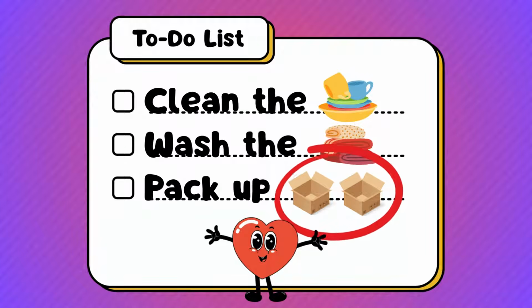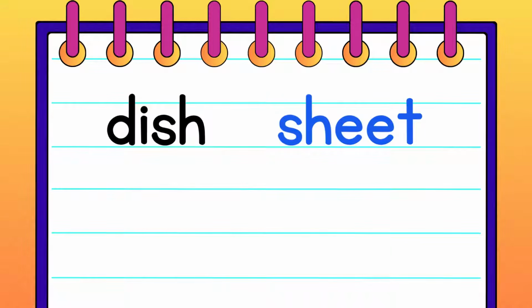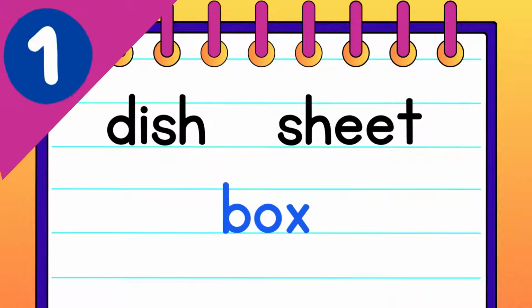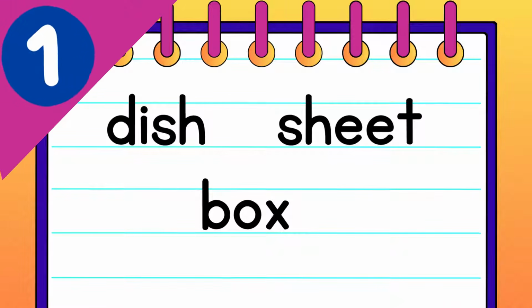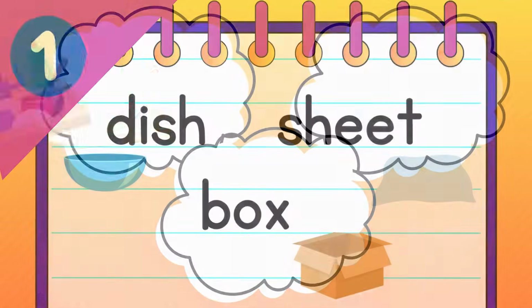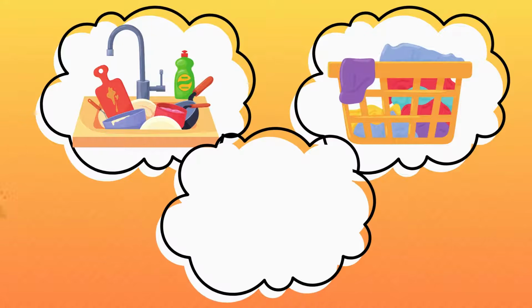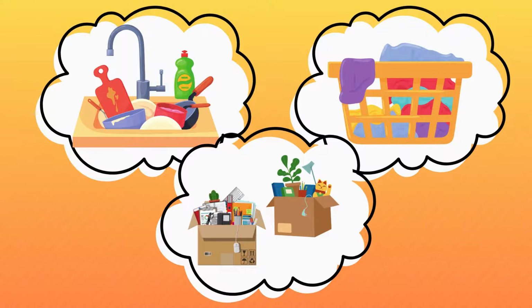spell these 3 words. I know that dish is spelled D-I-S-H. Sheet is spelled S-H-E-E-T. And box is spelled B-O-X. But these words only mean one of each thing. 1 dish, 1 sheet, and 1 box. And believe me, I have lots of dishes to clean, sheets to wash, and boxes to pack.